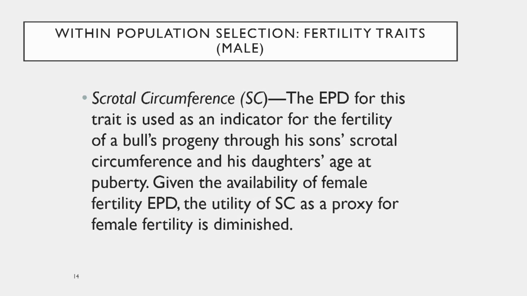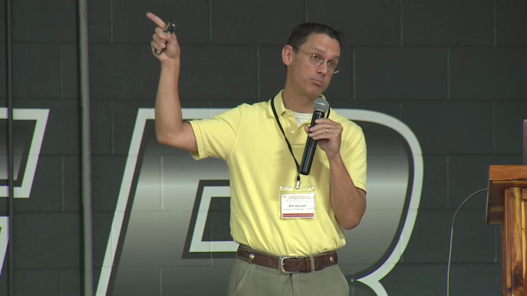And there's no doubt that as scrotal circumference goes up, there's literature support for the average age of puberty of his daughters to go down, but it is really hard to find literature support for scrotal circumference's relationship with his daughters actually getting pregnant in Bos taurus breeds. Okay, we pushed age of puberty down quite a bit in taurine breeds, and so I would argue this is not the best proxy for female fertility.